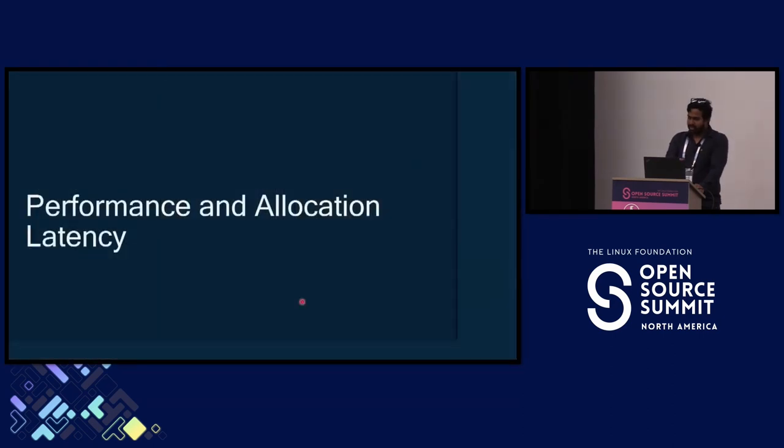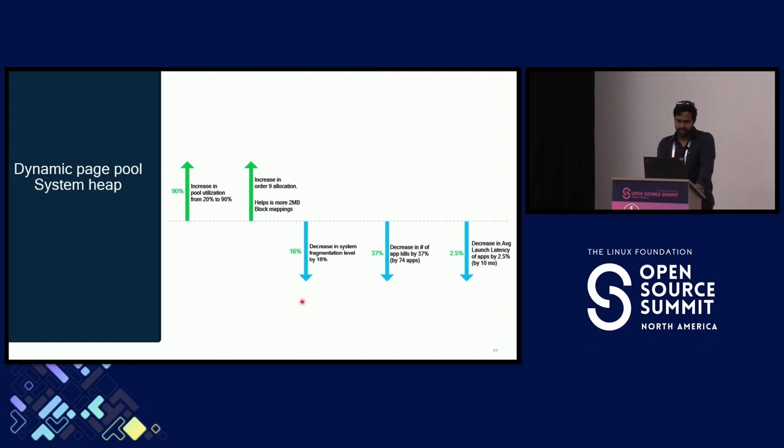So talking about the numbers, numbers are always great. They say how well the feature is doing. Some of the bigger gains here: it increases the pool utilization by 90%, and increases the order 9 allocation. This is a big gain for multimedia use cases like camera, video and graphics, which have GBs of DMA memory requirement.